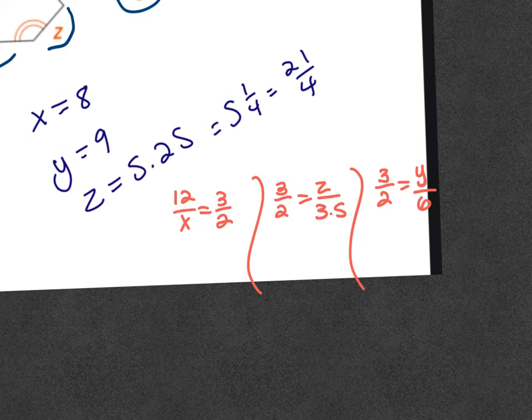So cross multiply and divide here. 24 equals 3x. Divide by 3. x is 8.